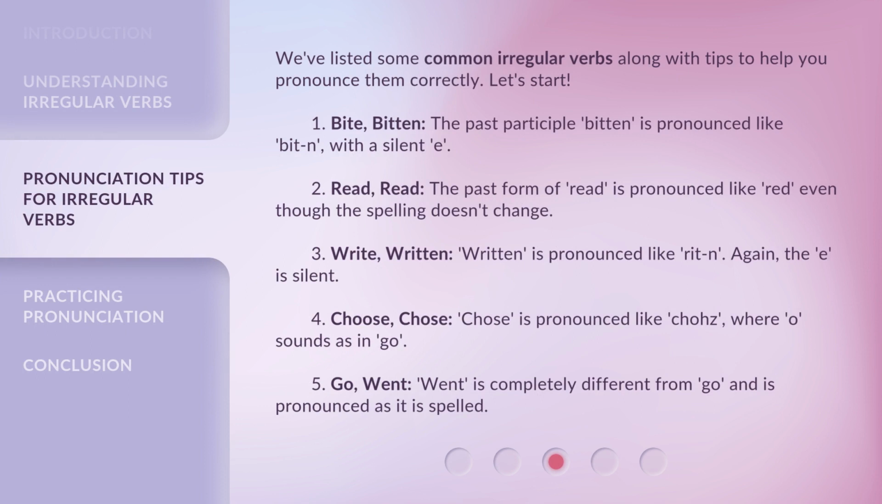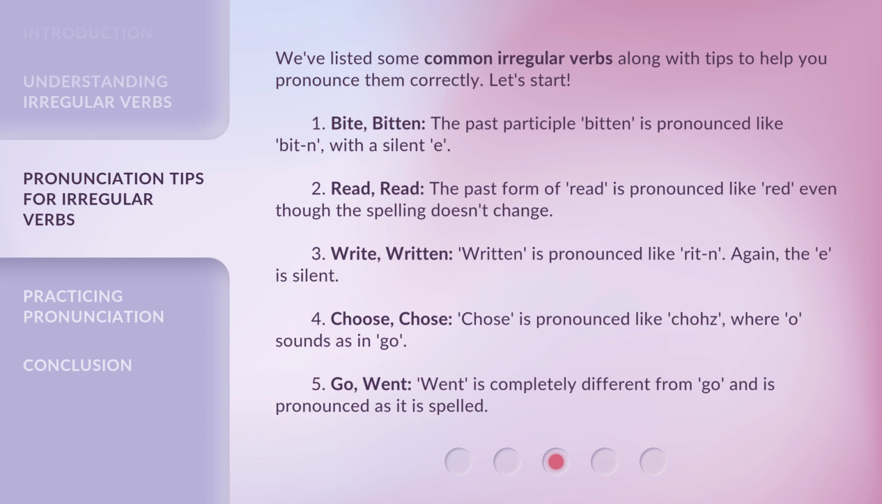We've listed some common irregular verbs along with tips to help you pronounce them correctly. Let's start. 1. Bite, bitten. The past participle, bitten, is pronounced like bitten, with a silent e. 2. Read, read. The past form of read is pronounced like read, even though the spelling doesn't change.